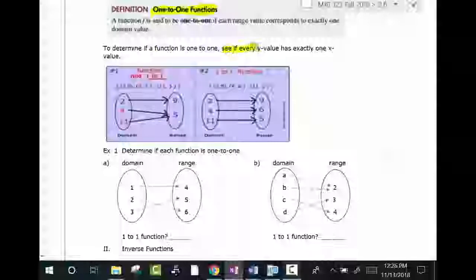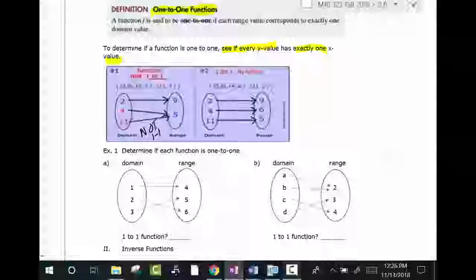The best way to do this is like this. See if every y value has exactly one x value, okay? So it's kind of backwards of a function. If you look at this example right here, there's two y values. These are the numbers in the range. There's three values in the domain. You ask the question, does every y have one x? Well, the 9 has one x. It goes to a 2. That's okay. How about the 5, though? What does it go to? It goes to 2 numbers. So that one is not one-to-one for that reason.